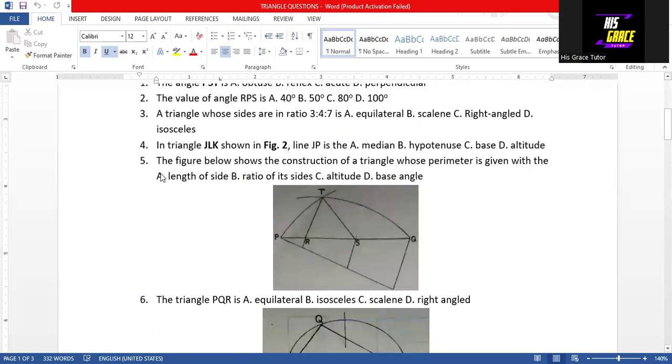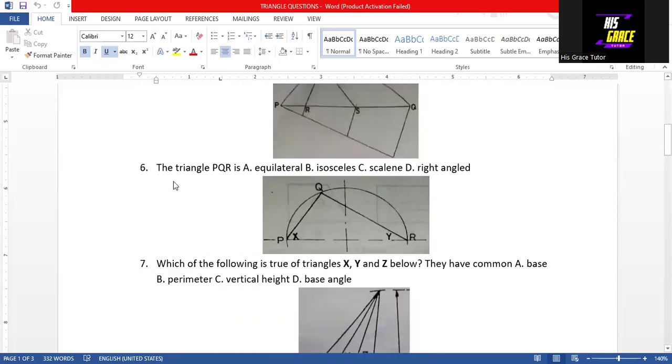Then question 5 says that the figure below shows the construction of a triangle whose perimeter is given with the ratio of sides. That is option B is the answer. So if you recall, we did a construction like this. When we have a construction of a triangle like this, we are given the perimeter and the ratio of sides of the triangle. Then question 6, the triangle PQR is a right angled triangle. So angle in a semicircle is a right angle. So this is a right angled triangle.